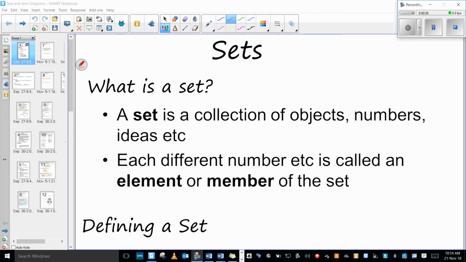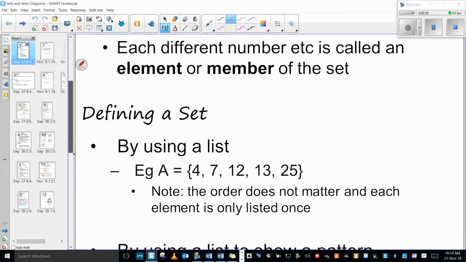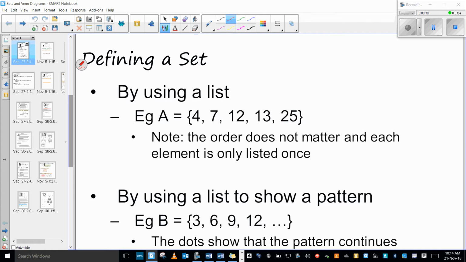Okay? How do we define one? So you can either write a list. So, for example, I've got set A here. I've got the numbers 4, 7, 12, 13, and 25. That is my set A. Notice, they're in these curly brackets.